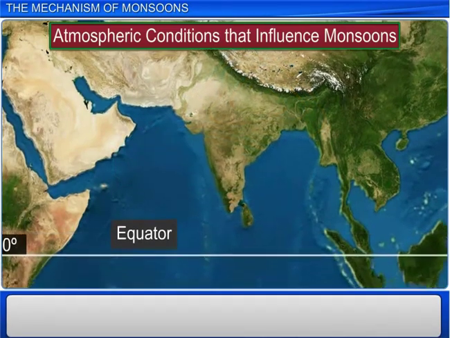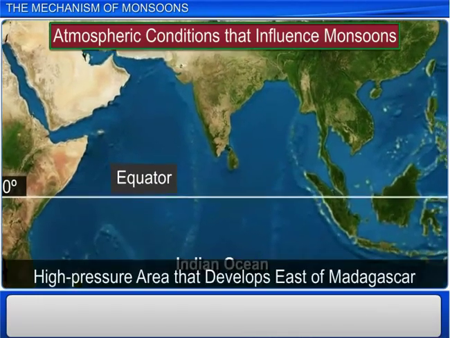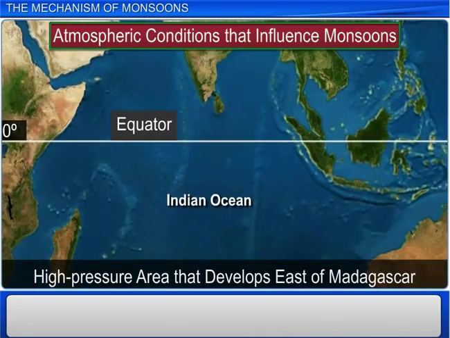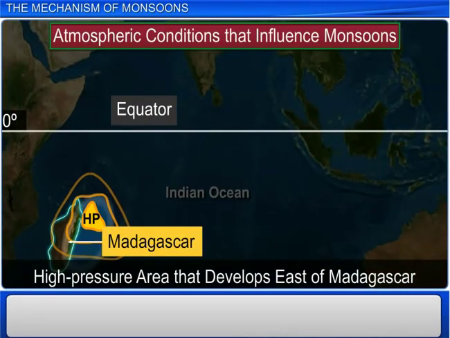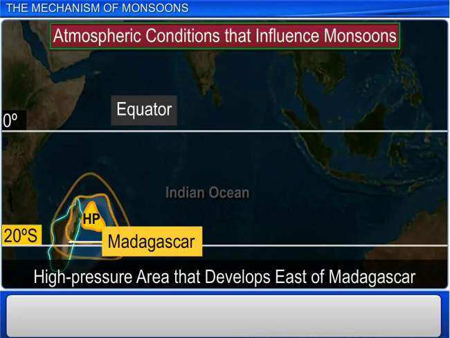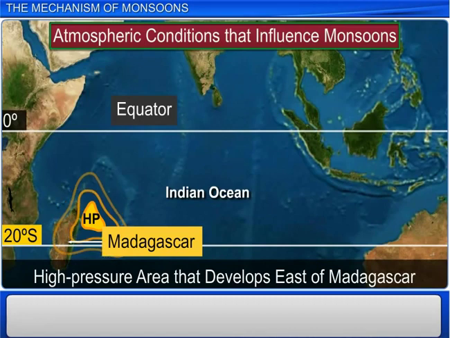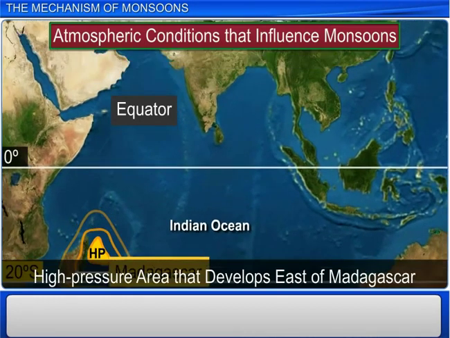The third condition is the presence of the high-pressure area that develops east of Madagascar. It is approximately at 20° south over the Indian Ocean. The intensity and position of this high-pressure area affects the Indian monsoon.